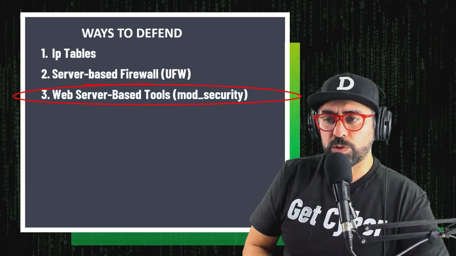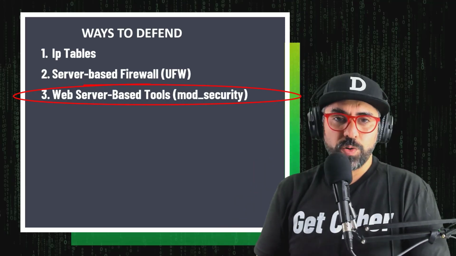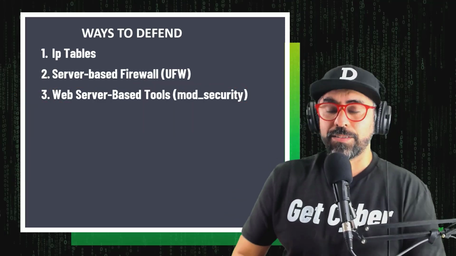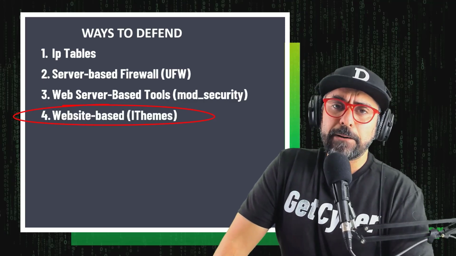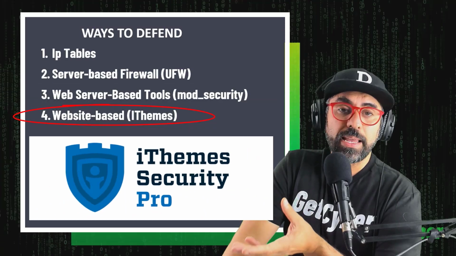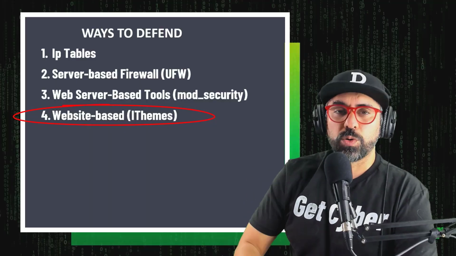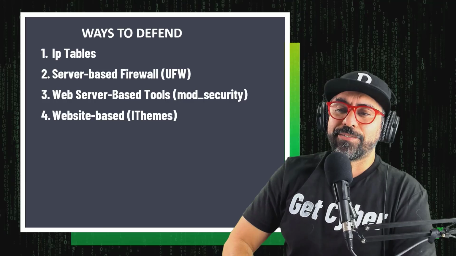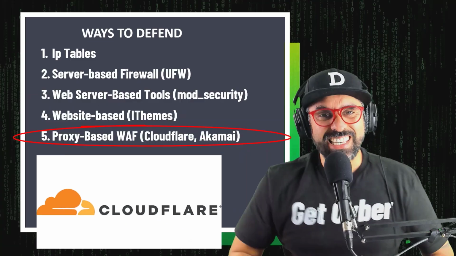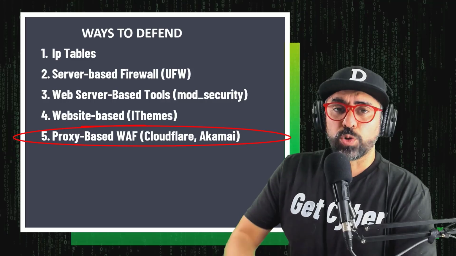But then we have the web server based tools. So for example, when you're setting up Apache, it comes with mod_security. So you can set up mod_security to be able to do a lot of this stuff by itself. Then we have website based applications or plugins. So for instance, if you're using WordPress, you can use something like the iThemes plugin that takes away a lot of the bots. It helps you quite a bit from the application side. And then at the very end, we have the proxy based web application firewalls. So things like Cloudflare, Akamai, they're all really good at solving this problem.